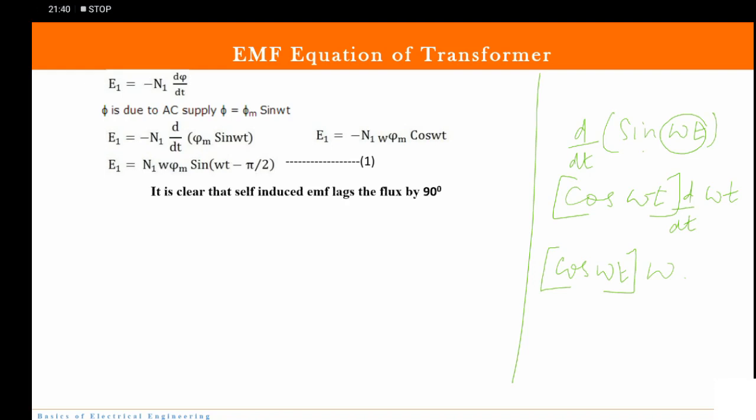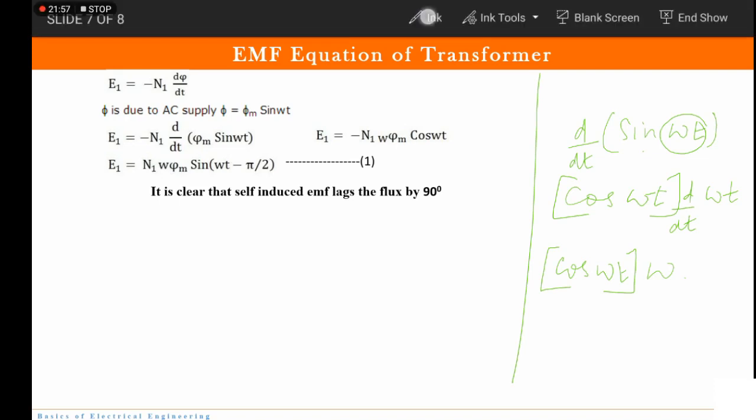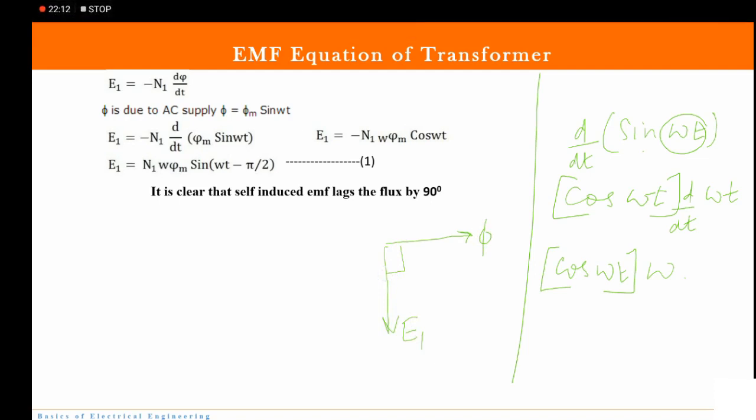Please note what this shows: e1 is equal to sine(omega t minus pi by 2). It means that the self-induced EMF lags the flux by 90 degrees. So if I wish to draw the phasor diagram, here is my flux, and this self-induced EMF will lag the magnetic flux by 90 degrees. Yes, so now the maximum value.